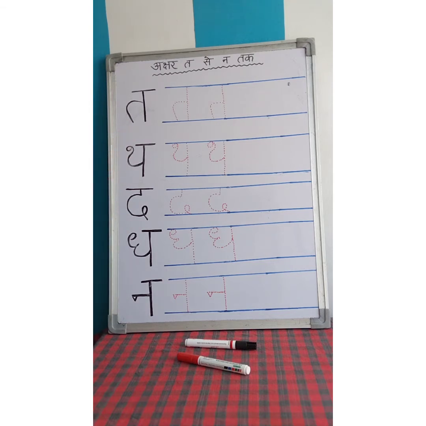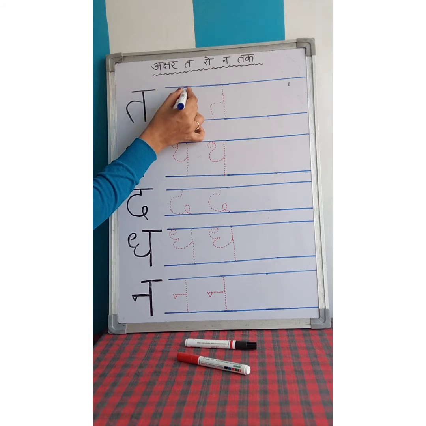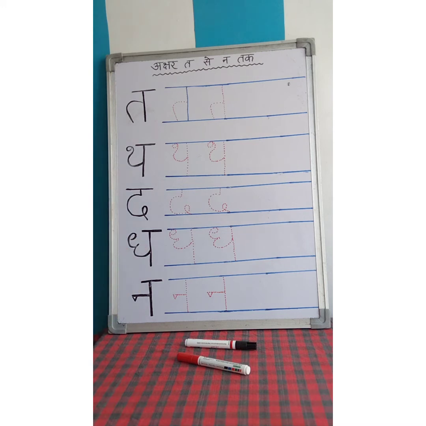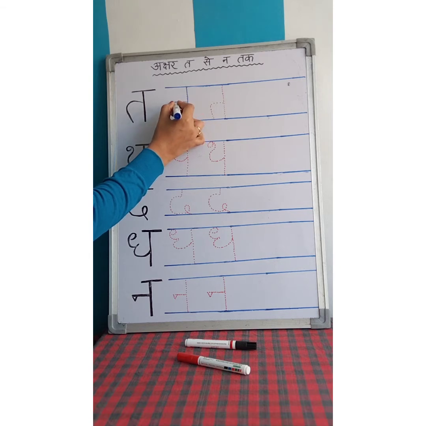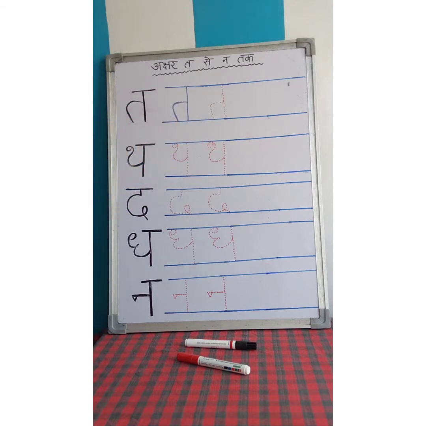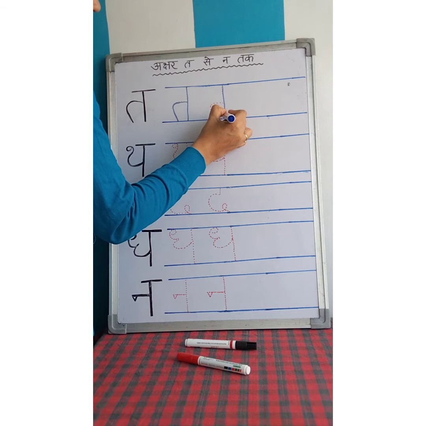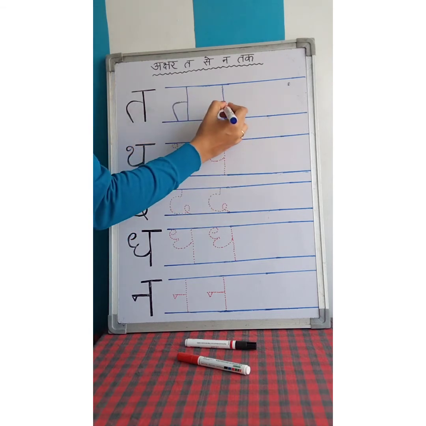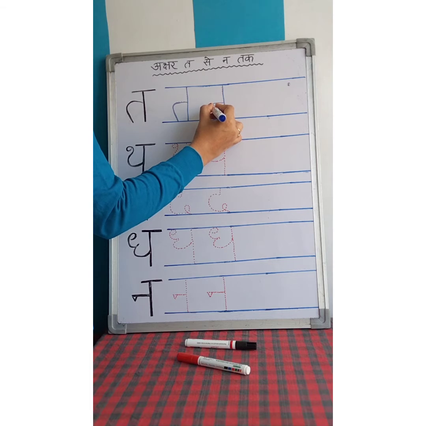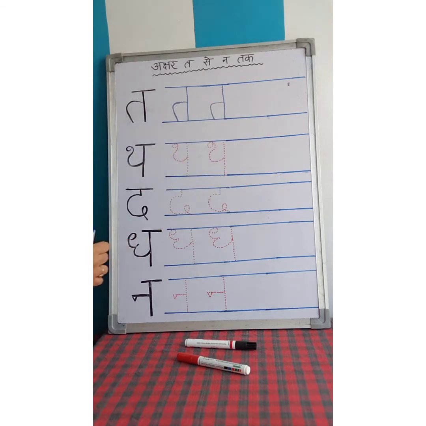So we'll start from ta. So first we'll draw a standing line. Then from the middle of the standing line we'll draw a sleeping line and then we'll curve it downwards like this. So this becomes ta. Now see it again. First we'll draw a standing line. Then from the center we'll draw a sleeping line and then we will take it downwards. So it becomes ta.